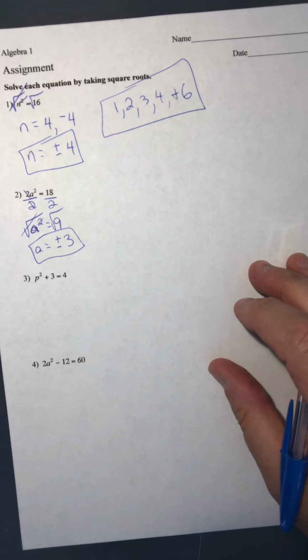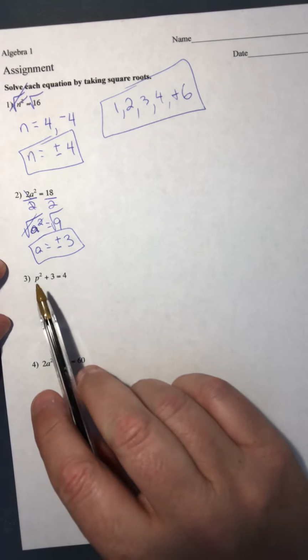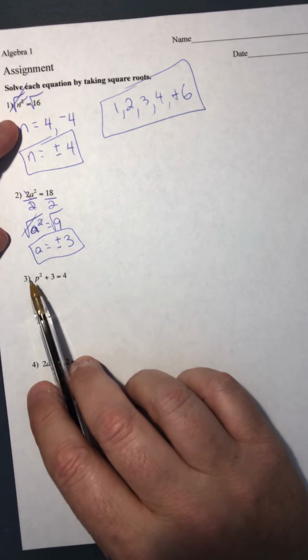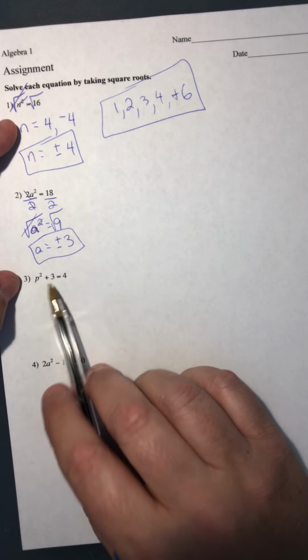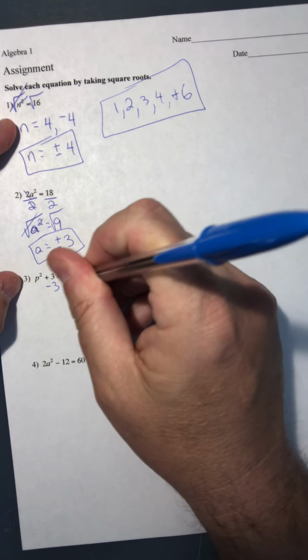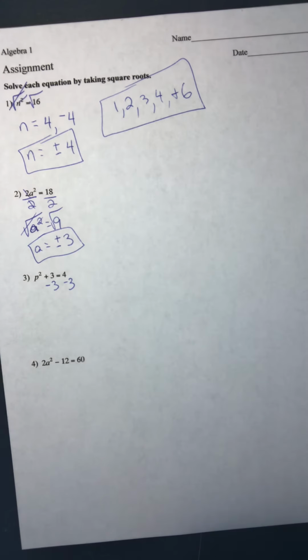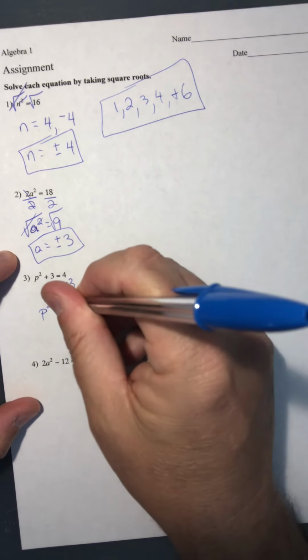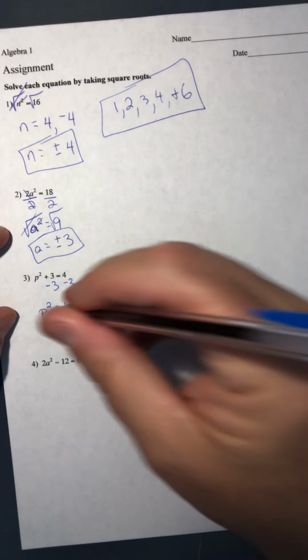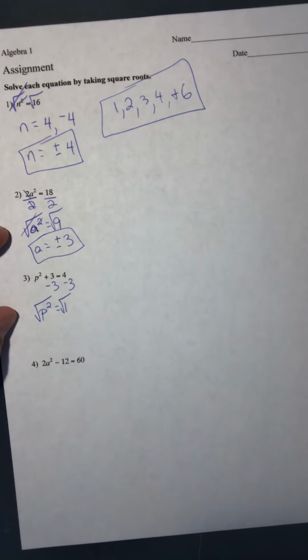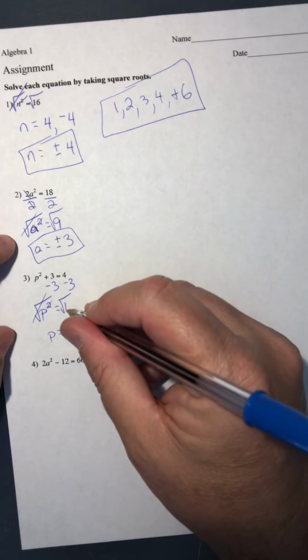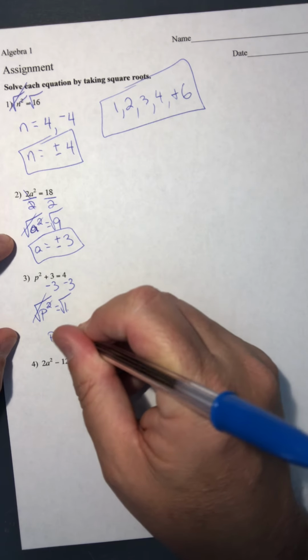All right, so on number 3, here's my p squared plus 3 equals 4. My p squared is not isolated. I've got to get it by itself. The first thing I'm going to do is subtract 3 from both sides. That's going to leave me p squared equals 1. Now I'm ready to take the square root of both sides. Remember, this square root and that square cancel. That leaves me p, and then what are the two numbers that I can multiply by themselves to give me 1? And my answer is plus or minus 1.